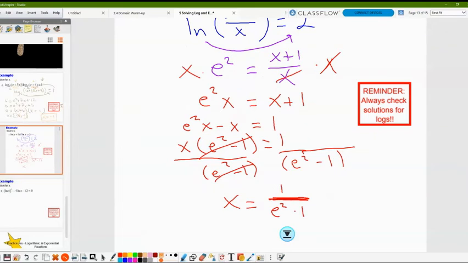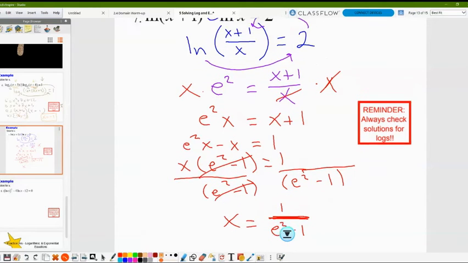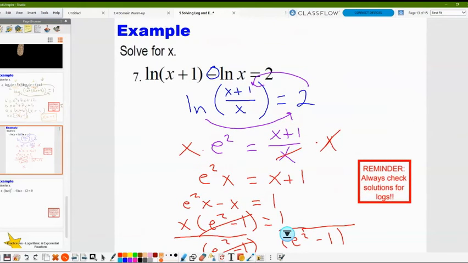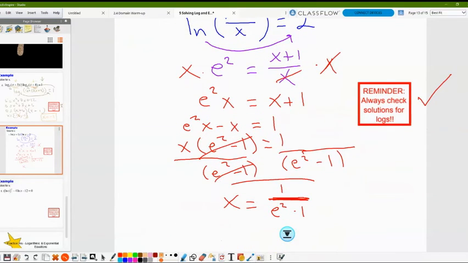Okay, now e is a positive number, 2.71828 approximately. When I square it, it's going to be even bigger and positive, and if I subtract 1 from it, it'll still be positive. So that's a positive x value, but I still need to check it. If I plug it in to x, it is a positive number, so it'll be positive. If I do a positive number plus 1, it's still positive. So in both places, it will work. And so that is going to be my answer, x equals 1 over e squared minus 1.